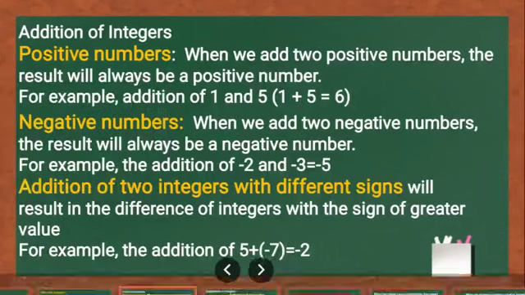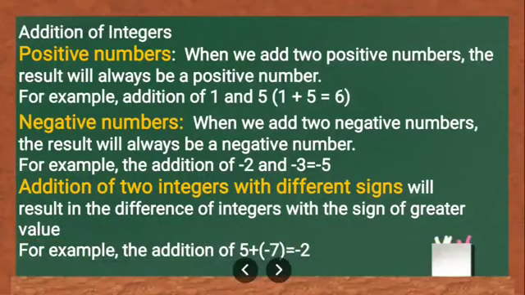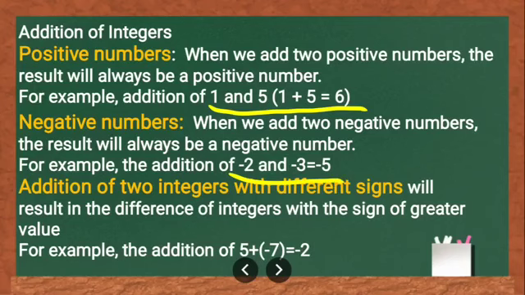Okay, so here we have seen all three examples. Two positive numbers means the answer will also be a positive integer. If you are taking any two negative integers, then you have to find the answer by adding the numbers and put the negative sign. And if the signs are different, then you have to subtract and put the sign of the largest number. Here the largest number is 7 and its sign is minus, so the answer is minus 2. Okay, shall we move on to the next one?